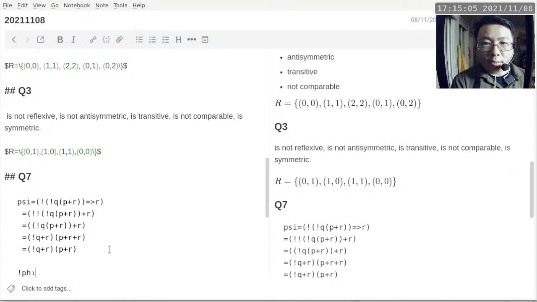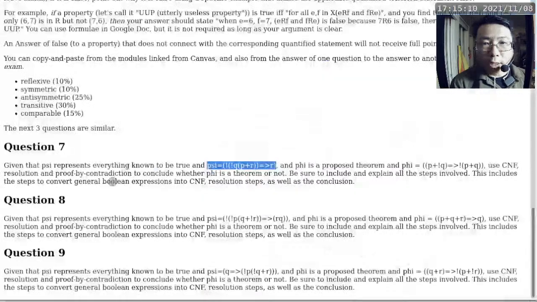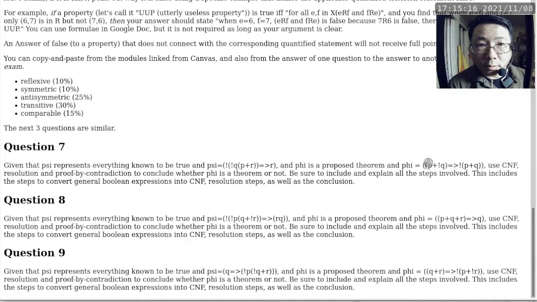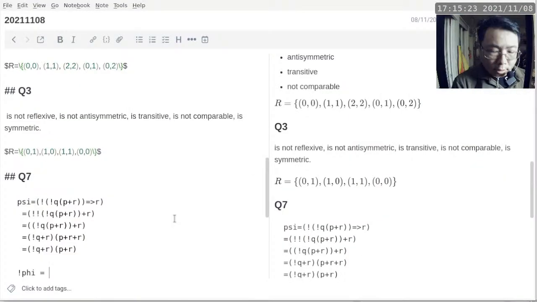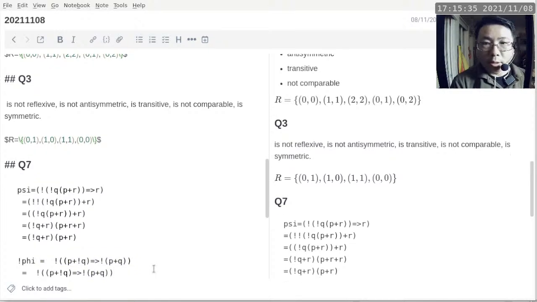But phi needs to be negated first, so we need to find out what is the negation of phi. Alright, so phi itself is right here. Okay, so we take a look at this. Copy and paste. There we go. And then we put a negation on the outside right here. The rest is about the same as what I just did. There are only so many tricks you can use, in this case.